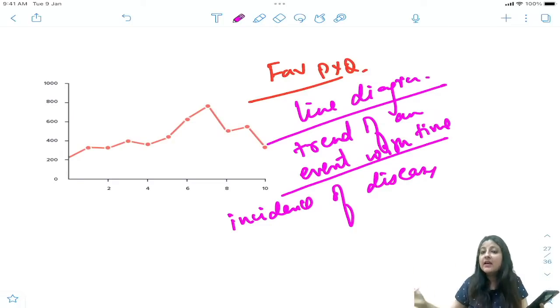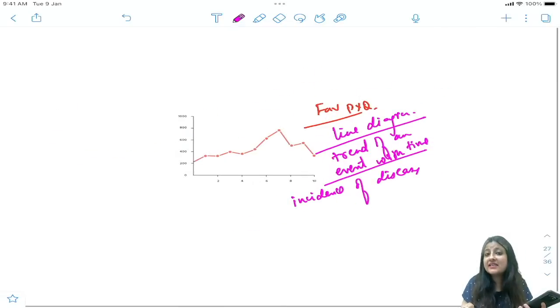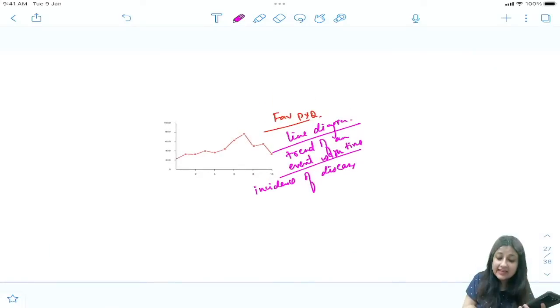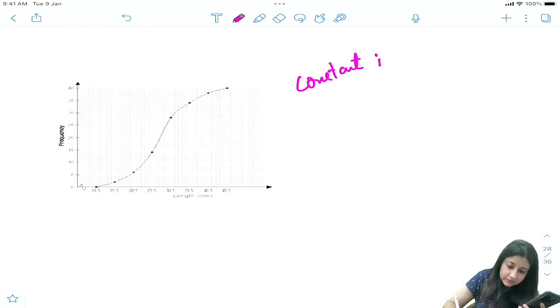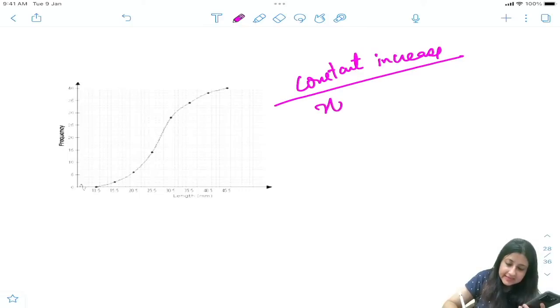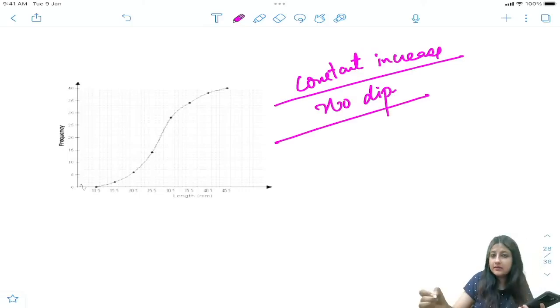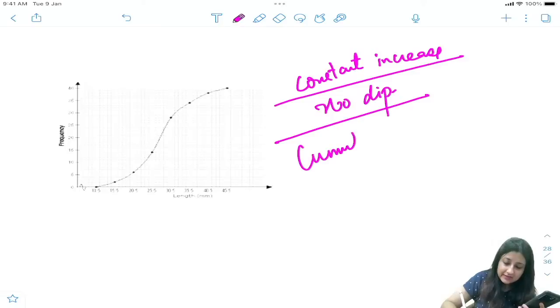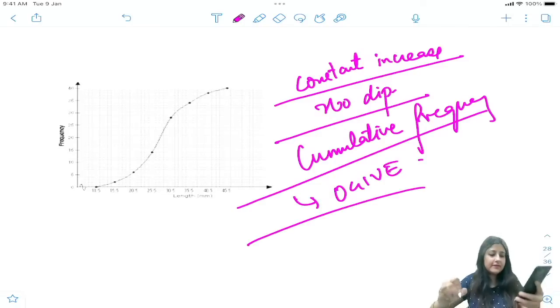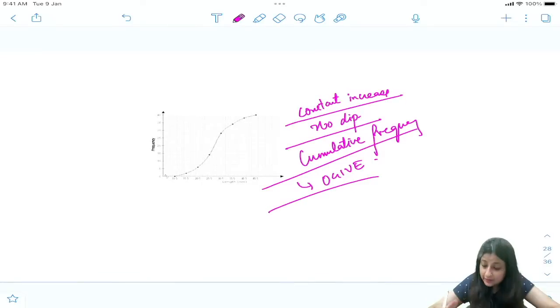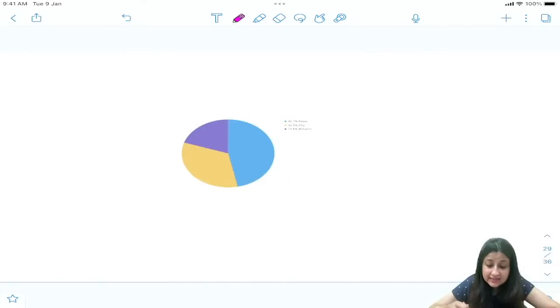Increasing, decreasing. But if the cases are constantly increasing, there is no dip. Look, if there is a constant increase, there is no dip at all. This is what we call cumulative frequency, it's constantly increasing. For example, COVID, from January 2021 to May, the cases were constantly increasing.